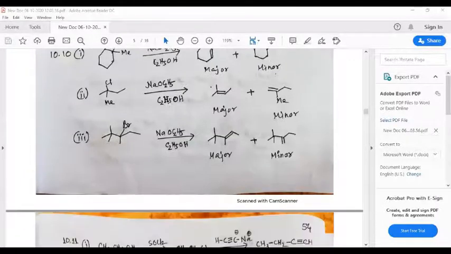2. Treatment of this compound with sodium ethoxide in ethanol. So there are several beta positions in this compound.